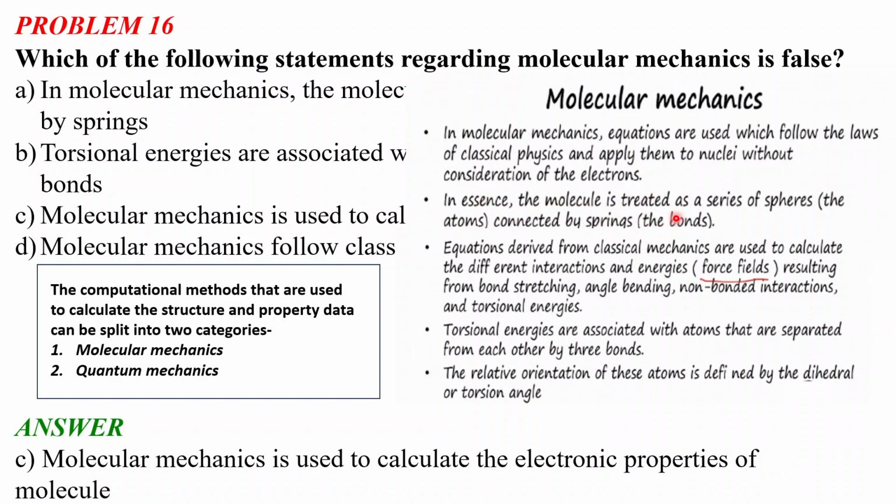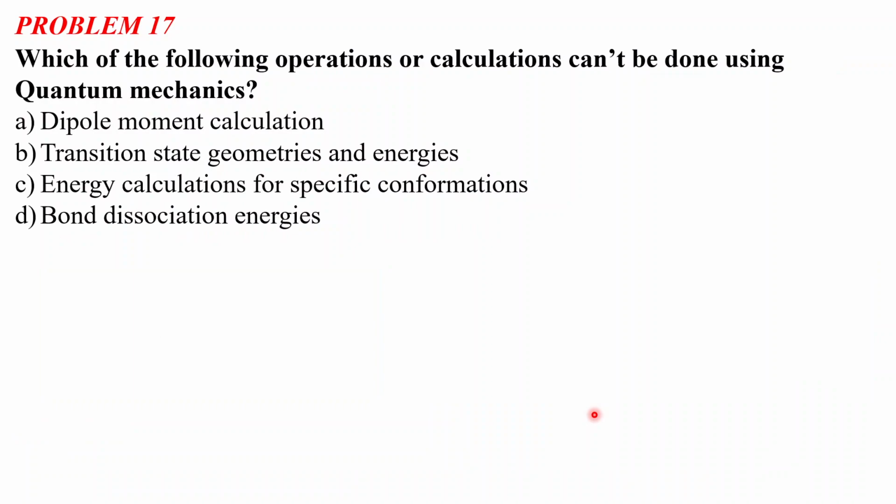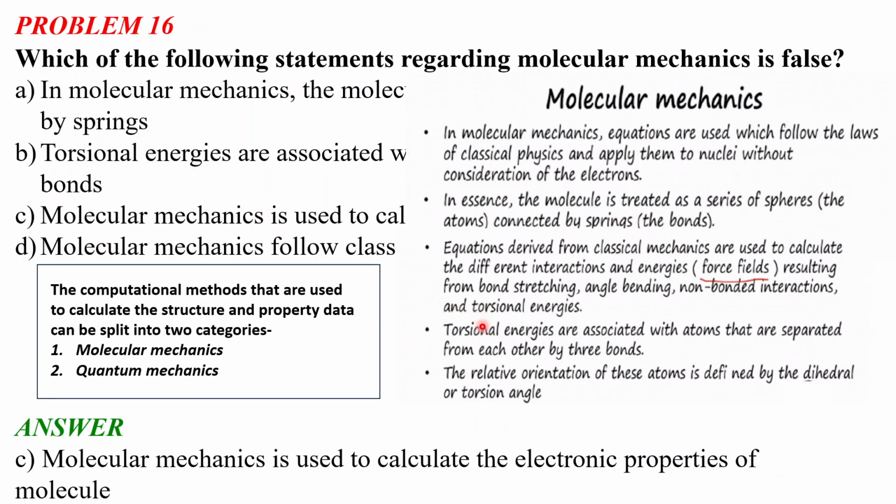In essence, the molecule is treated as a series of spheres, the atoms, connected by springs, the bonds. The equations derived from classical mechanics are used to calculate the different interactions and energies, or the force field, resulting from bond stretching, angle bending, non-bonded interactions and torsional energies. Torsional energies are associated with atoms that are separated from each other by three bonds. The relative orientation of these atoms is defined by the dihedral or torsion angle.